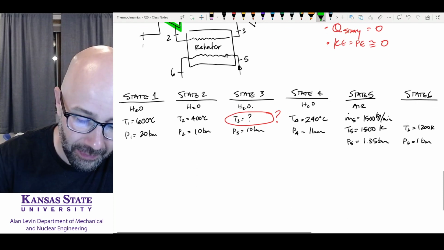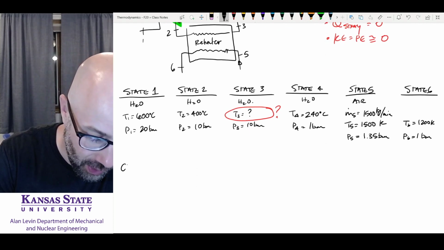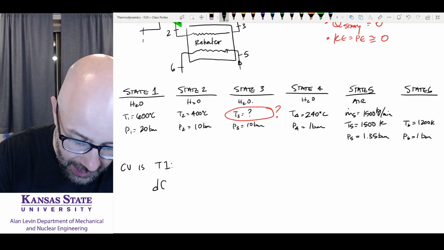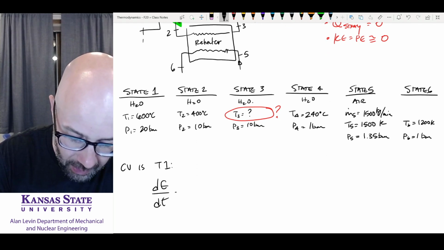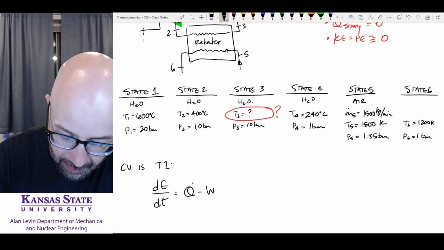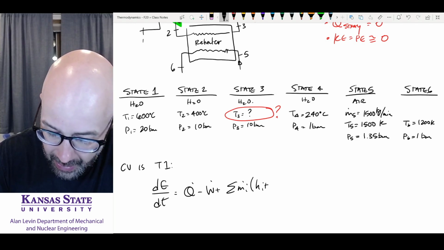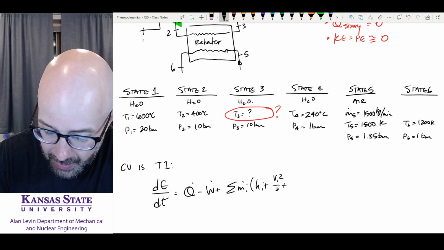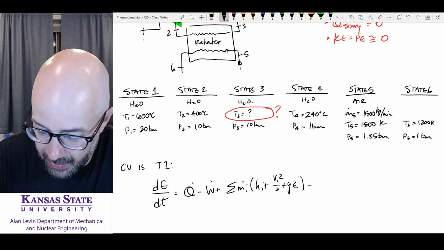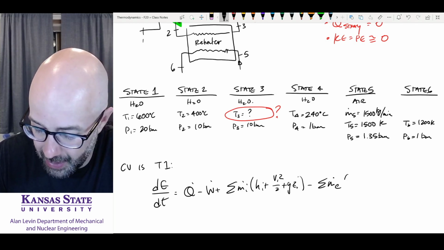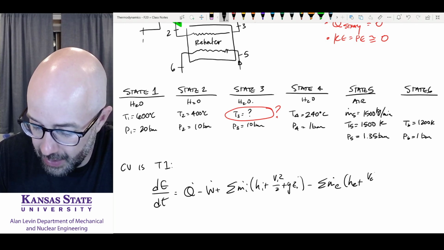So let's go back here, and let's say that our control volume is turbine 1, and we can write our equation: dE/dt is equal to Q dot minus W dot plus the summation of my mass flow rates in times my enthalpy in plus my kinetic energy in plus my potential energy in, minus the summation of my mass flow rates out times my enthalpy out, kinetic energy out plus my potential energy out.